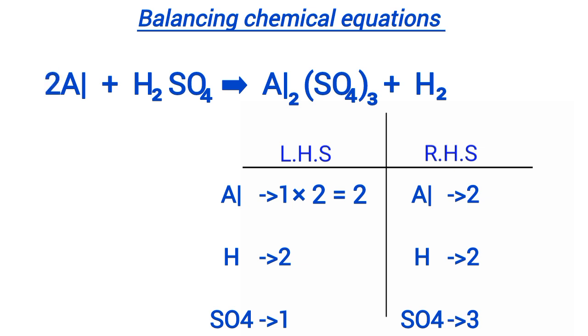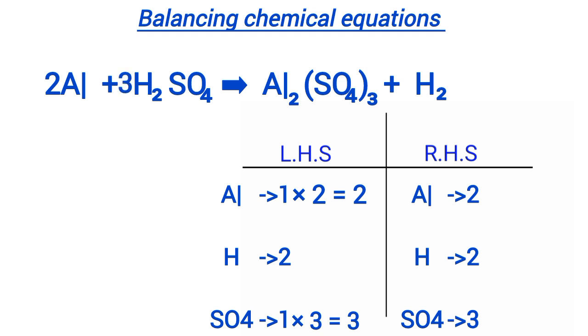Now let's move to SO4. On the left hand side of the equation, we have 1 SO4. On the right hand side of the equation, we have 3 SO4. What we want to do is to make sure we also have 3 SO4 on the left hand side of the equation. Now, what do we multiply by 1 to get 3? If we multiply 1 by 3, then that gives us 3. So we are going to place 3 here.